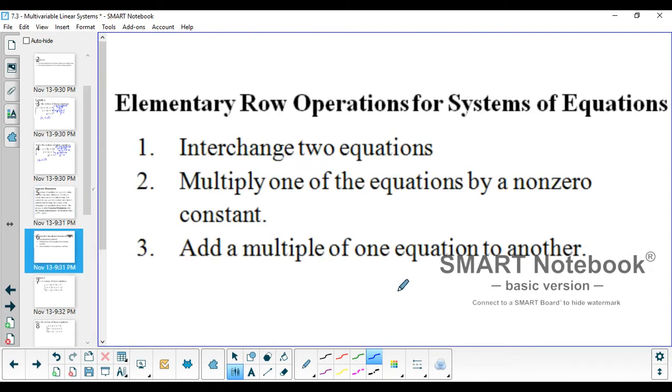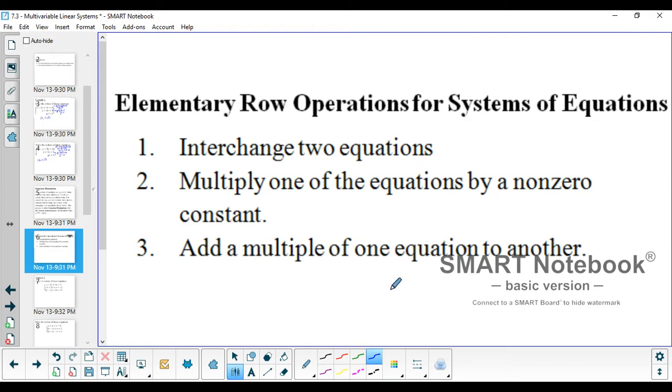All right, and these are the elementary row operations that we are allowed to do, and these are the only things that we are allowed to do. Lots of students try to make up things that they can do. All right, this is it. These are the only three things that we're allowed to do.